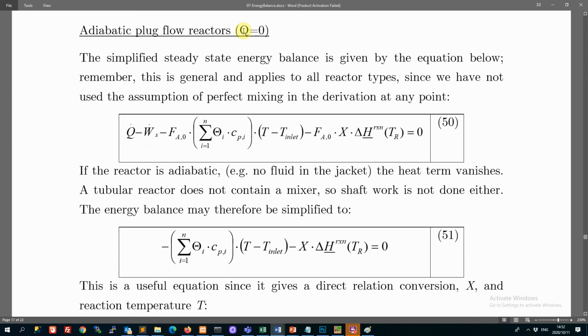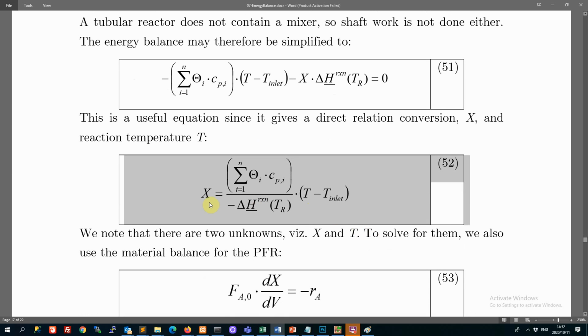So we just assume there's no heat being added to the system or removed from the system, and we assume no shaft work. So if you chop those out, if you claim there's no heat added or no work done, then you are getting a relationship which is relating the conversion to the temperature. And I'm claiming that this is important because it gives us a relationship that in a sense always applies. It's almost like a nature relationship.